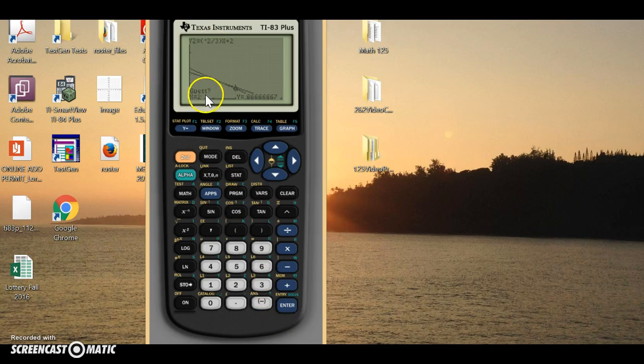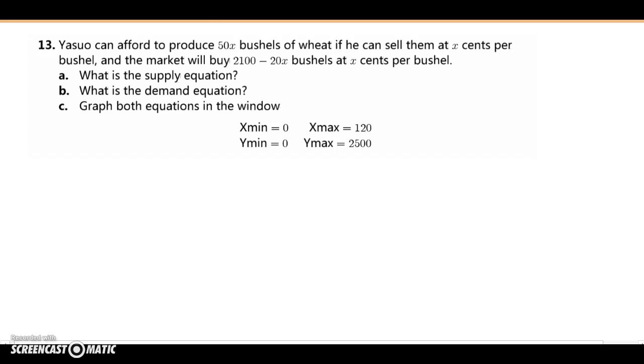And then it says, do you want me to guess the intersection? I'm going to say yes. And yep, it looks like we graphed it accurately. The x is 1.5 and the y value is 1. So we're good to go. Okay, let's look at another example.